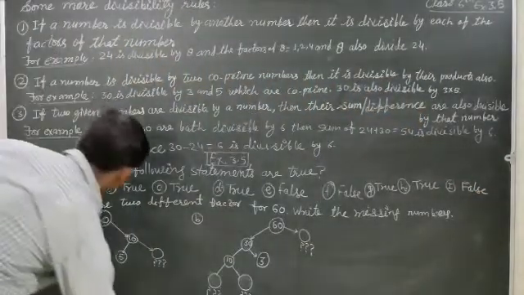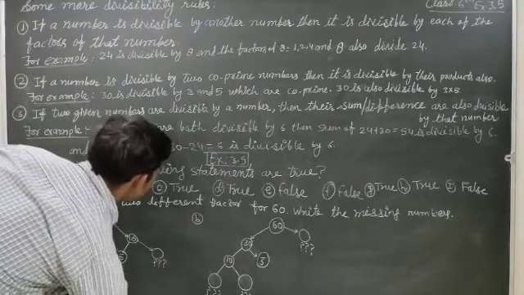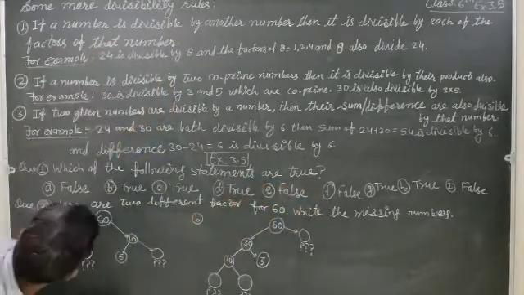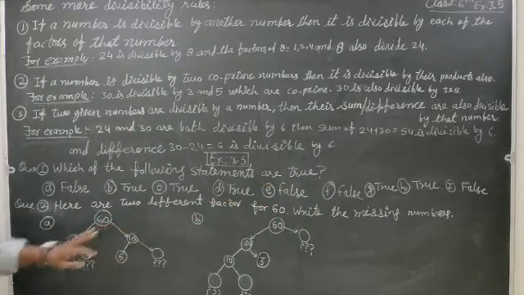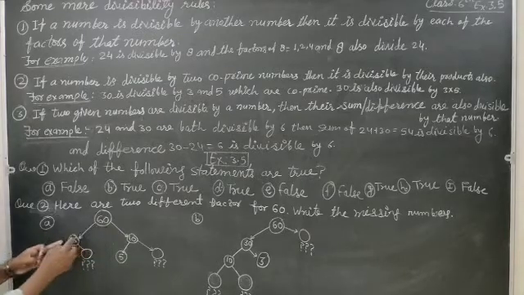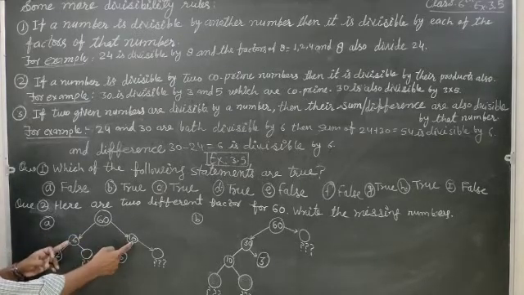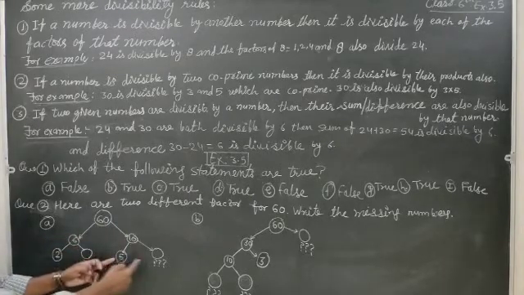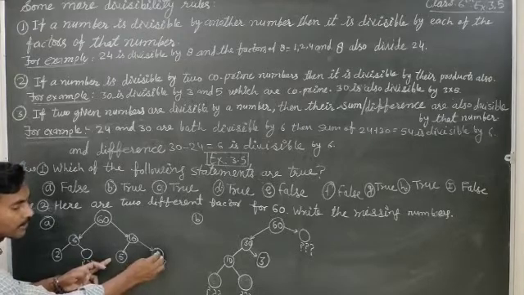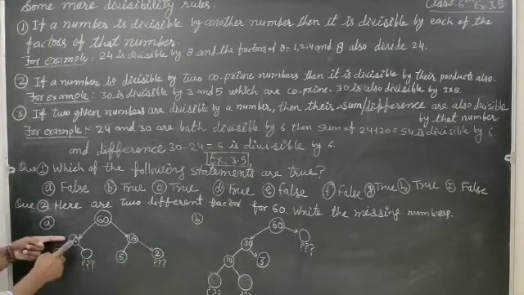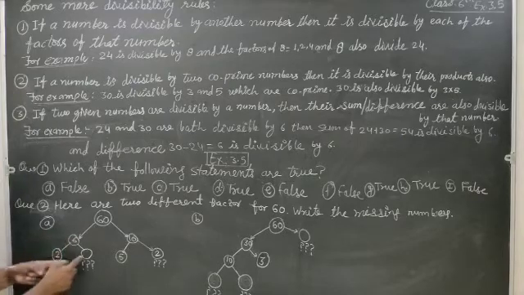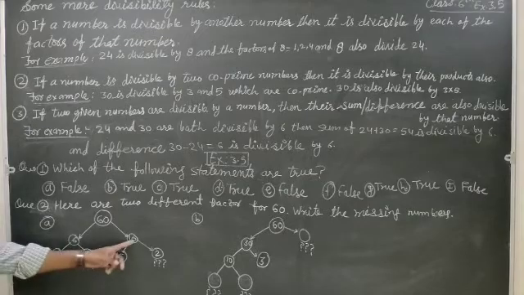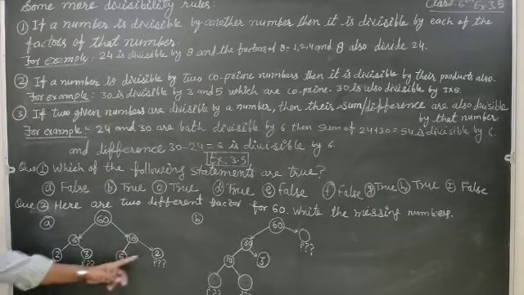In question number 2, here are two different factors of 60. Write the missing numbers. 60 equals 6 into 10. Factors of 60, 6 into 10. Then 10 equals 5 into 2. So the missing number is 2. Here 6 equals 2 into 3. So the missing number is 3. Prime factors of 6 equal 2 into 3. Prime factors of 10 equal 2 into 5.